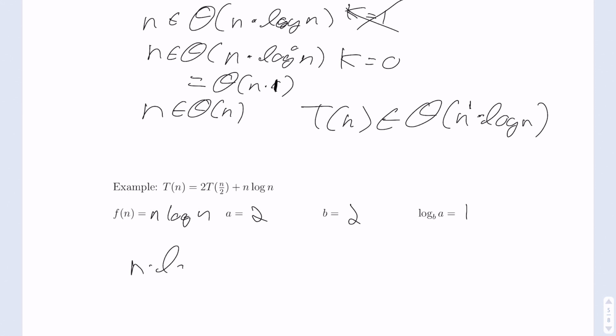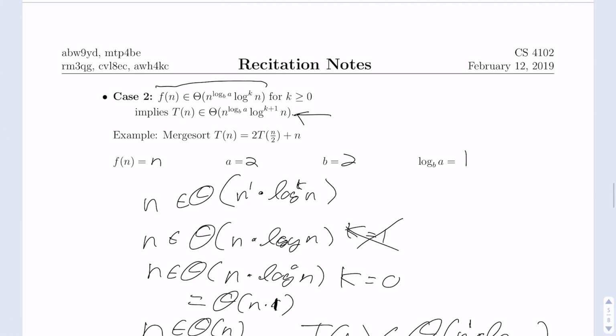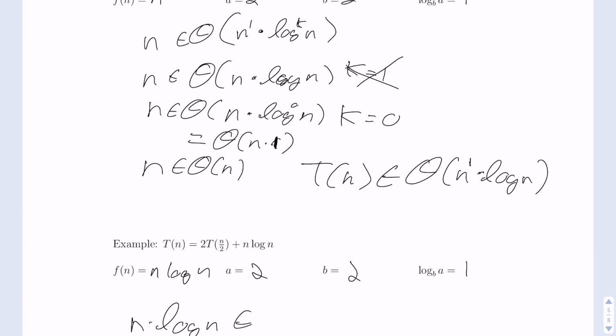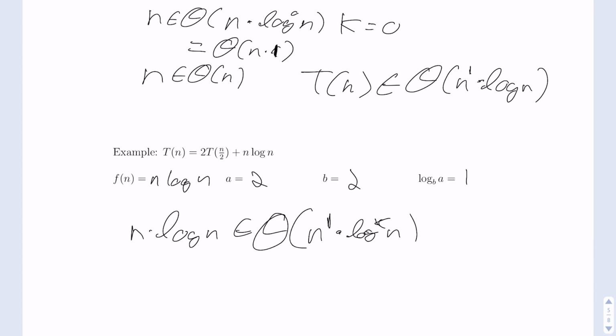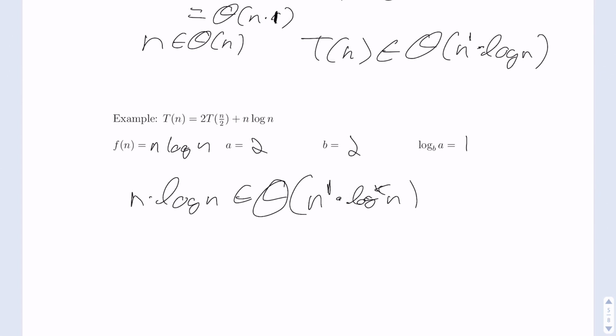But n log n, we want to see if it's back up to here. Theta, the same check. Theta of n to the log base b of a times log to the k of n. N to the log base b of a is 1 times log to the k of n. What do you guys think is a good k for this one? 1, right? Because we can see the same on the left and the right if we make it 1.